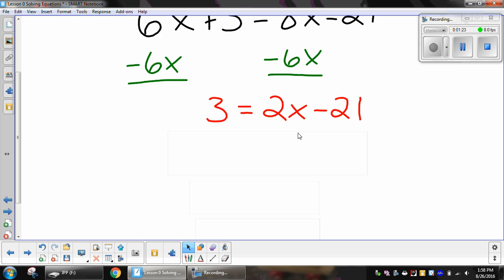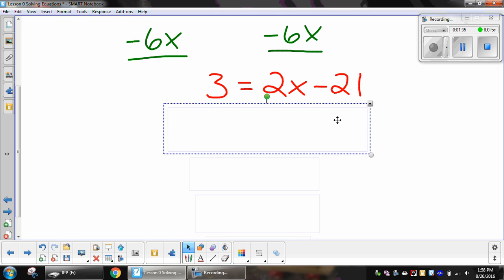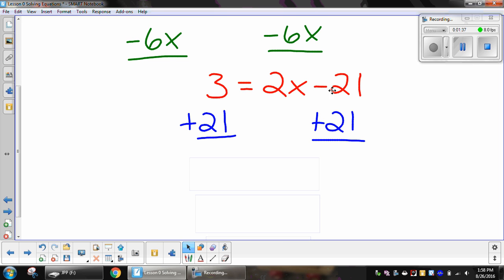So now I only have x on one side, so I'm going to move this minus 21 over here. But I have to do that in the appropriate way. Since it's a minus 21, we want to turn it into 0 over here, so we're going to add 21. And we're going to make sure we do it to both sides of the equation. So this minus 21 plus 21 becomes 0. Over on the right, I'm left with 2x. And on the left, 3 plus 21 gives me 24.